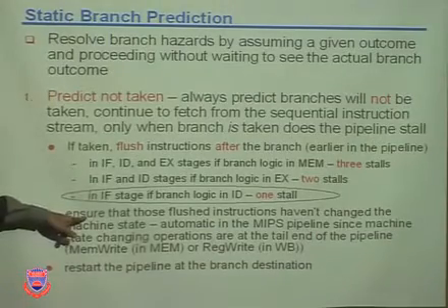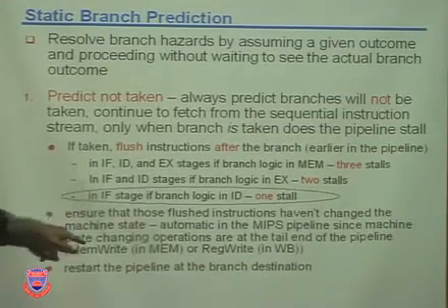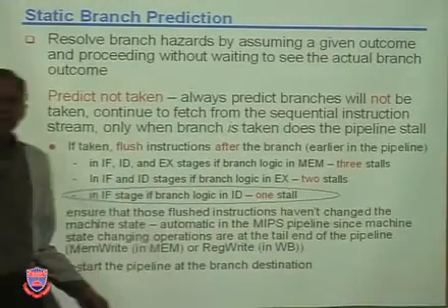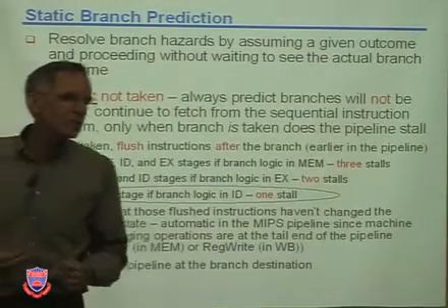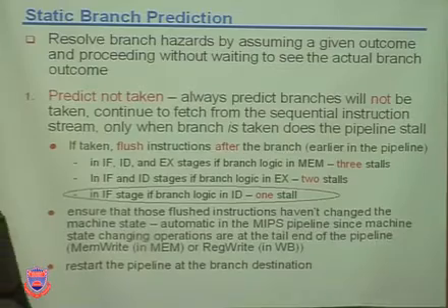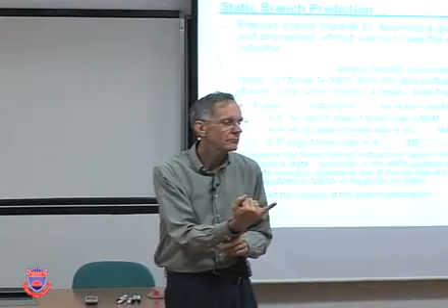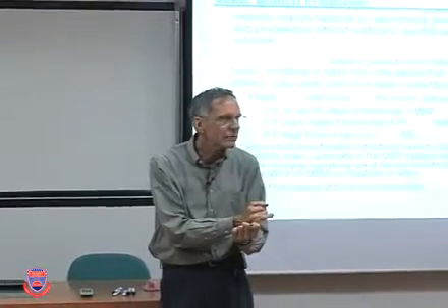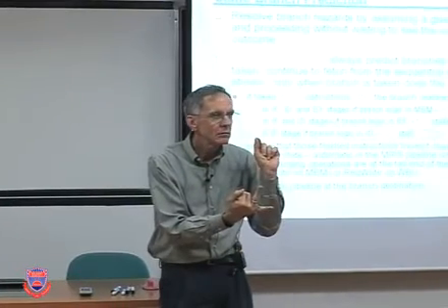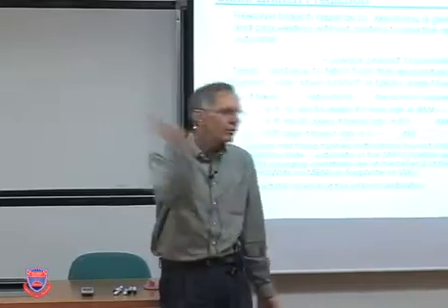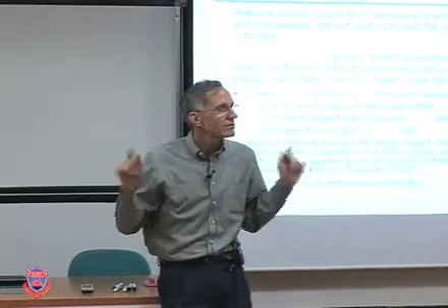You have to ensure, of course, that any instructions that you flushed out didn't change the machine state. What does it mean to change the machine state? Yeah, they didn't write anything into memory or registers. They didn't write anything into registers. As long as they didn't change any data, you can flush them out and nothing's wrong, okay? So we have to just assure that.